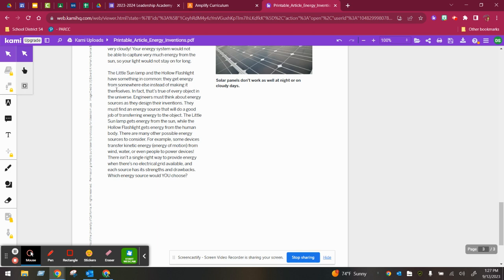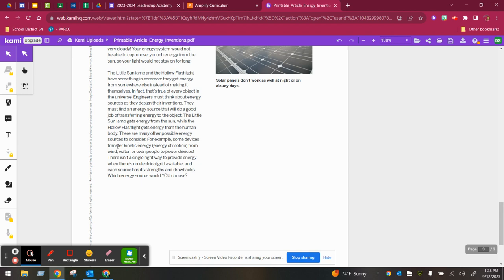They get energy from somewhere else instead of making it themselves. In fact, that's true of every object in the universe. Engineers must think about energy sources as they design their inventions. They must find an energy source that will do a good job of transferring energy to the object. The little sun lamp gets energy from the sun, while the hollow flashlight gets energy from the human body. There are many other possible energy sources to consider.